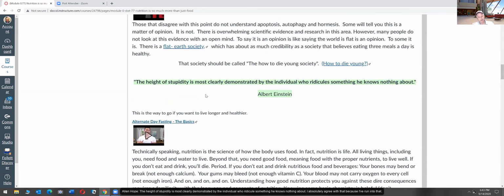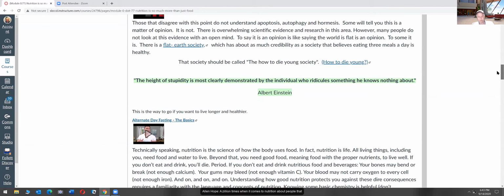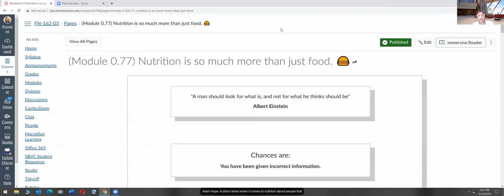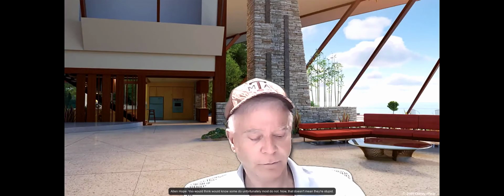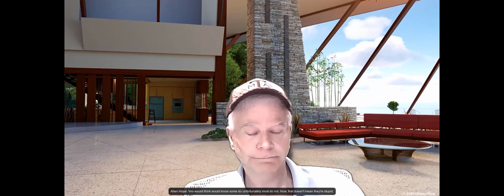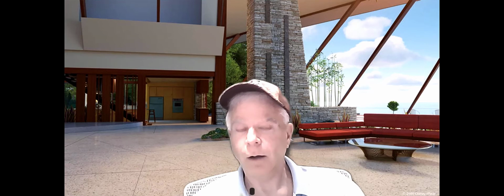Another little Einstein quote: the height of stupidity is most clearly demonstrated by the individual who ridicules something he knows nothing about. I absolutely agree with that because I've run into that a zillion times when it comes to nutrition by people that you would think would know. Some do. Unfortunately, most do not.